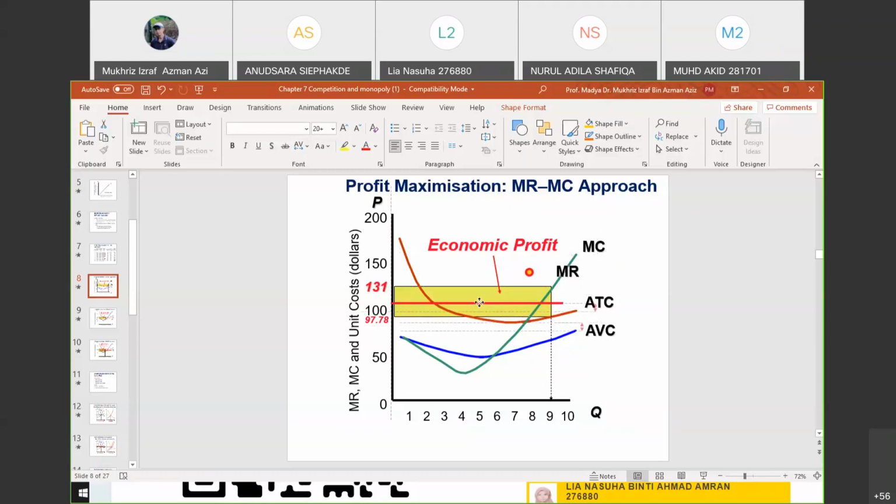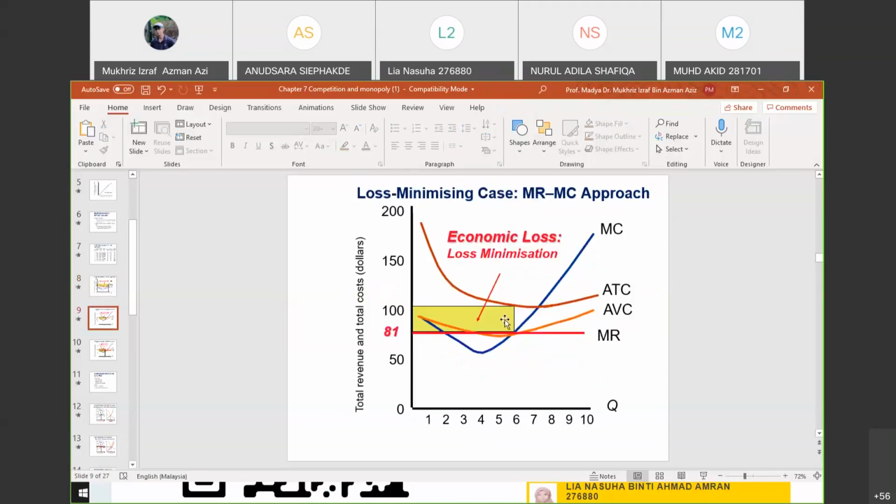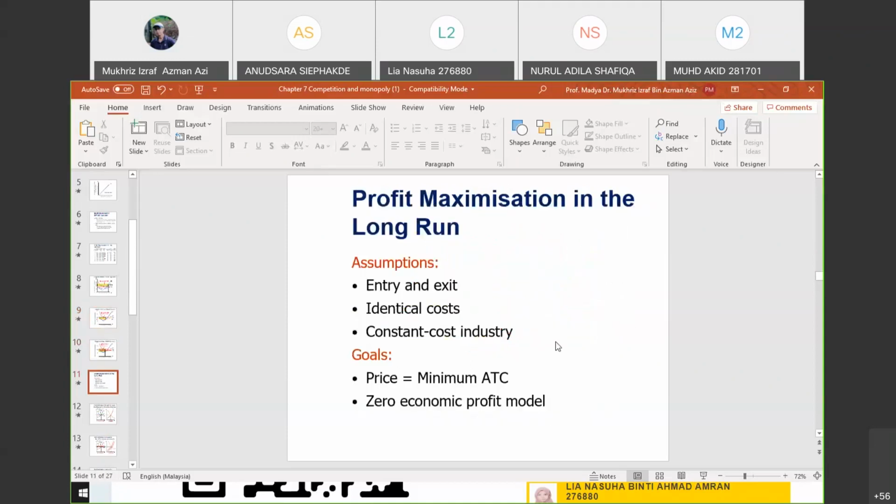So in the short run, the firm can make positive profit, the firm can make zero profit or normal profit, or the firm can also make loss, meaning that if the price is below the average cost, somewhere here, the one that you see in this slide, the firm can make loss in the short run. Even though the firm is making loss like this, the firm can still continue doing business. But that is only possible in the short run.